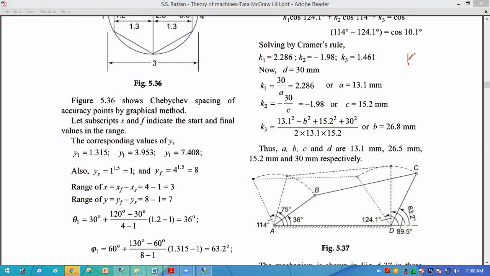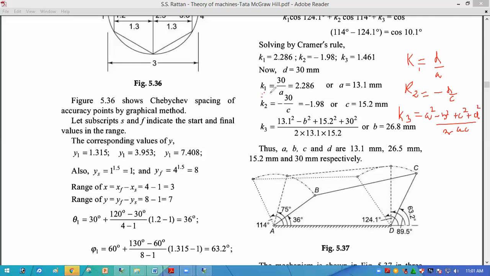So we know that k1 equals d by a, k2 equals minus d by c, and k3 equals a square minus b square plus c square plus d square, divided by 2ac. So this is the formula.